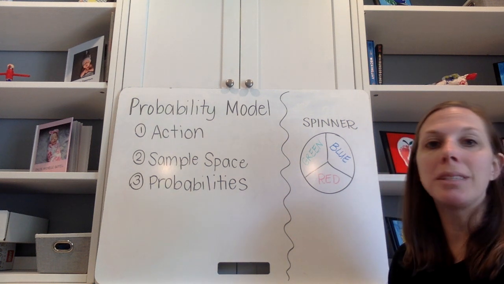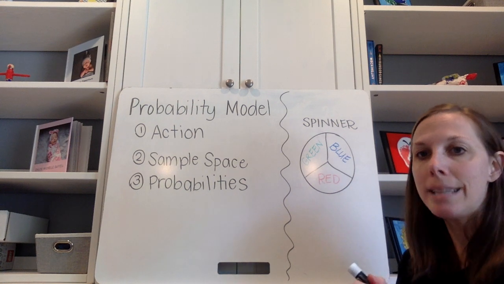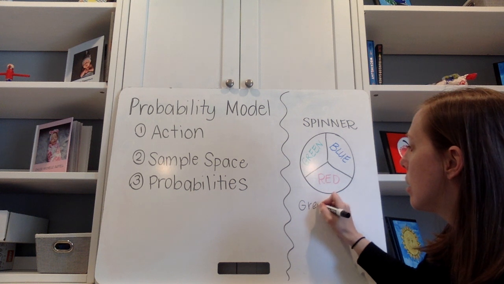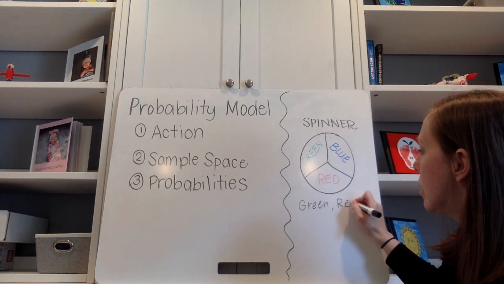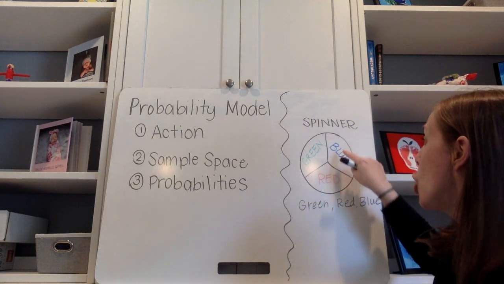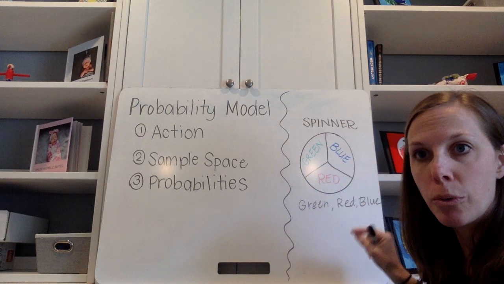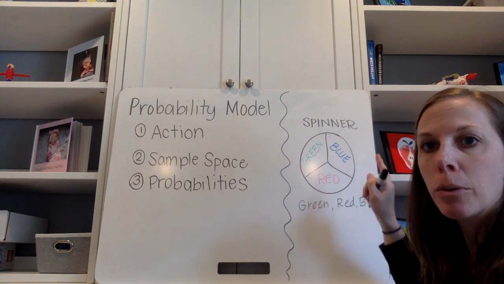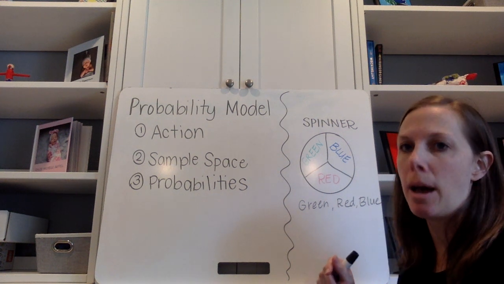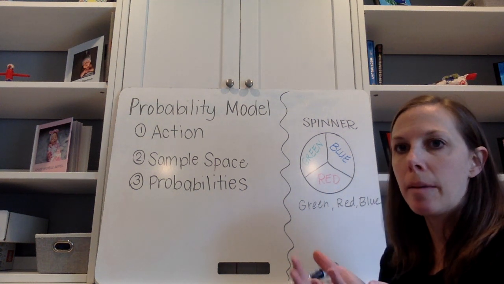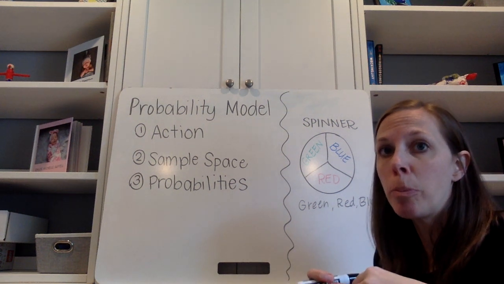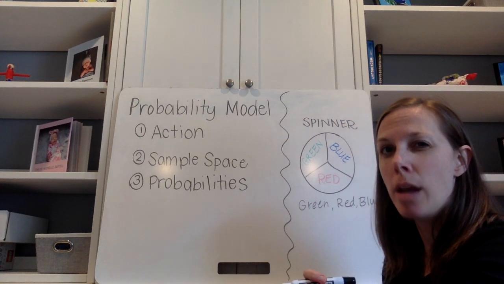Number two, the sample space, I list out the possibilities. Now in this case, there's green, there's red, and there's blue. Let's say two of these spaces said red and one said green. I would write red, red, green. So I'm going to list separately every possible outcome. If you're thinking about a bag with a bunch of marbles in it and there are 5 purple ones, you have to list purple 5 times. Okay, keep that in mind.